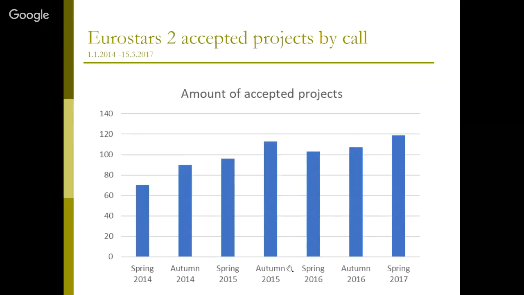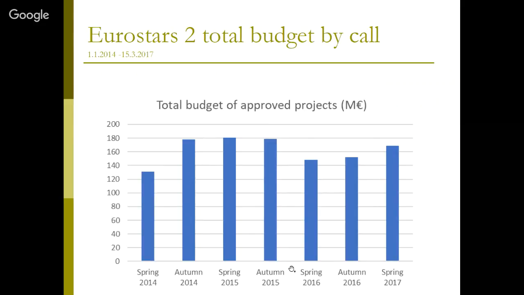Here is the amount of accepted projects per call, and you can see it's around 100 projects per call. So around 200 projects will be funded each year. And here is the amount of budget per call, and that is usually around 160 to 180 million euros.